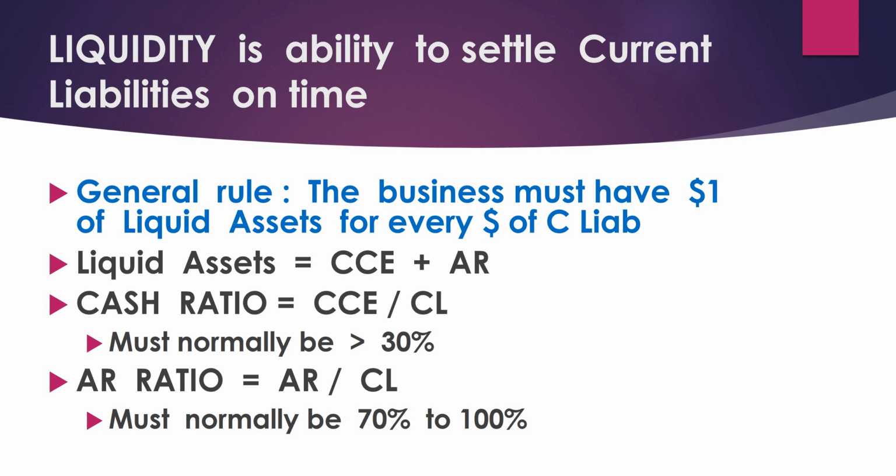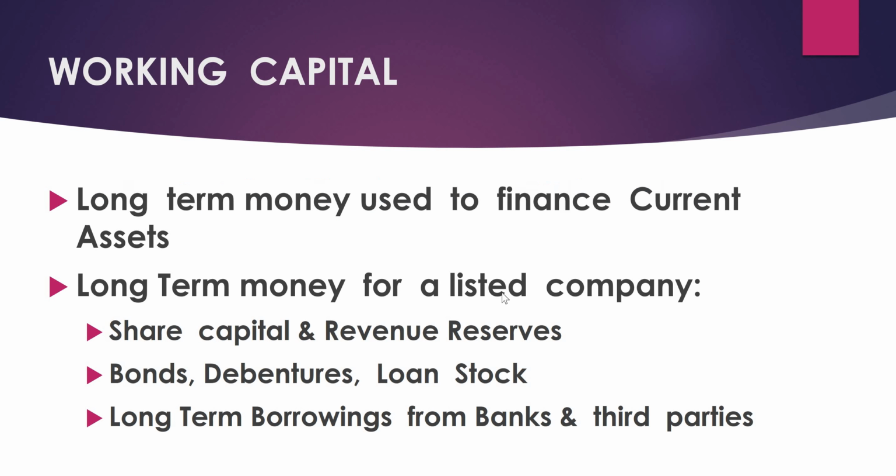Liquid assets may be defined as the cash and cash equivalents plus accounts receivable. So basically what we are saying is that a business pays its bills out of the cash that it has plus the cash that it's going to collect from its receivables, and that makes a lot of sense. So if a business has cash of about 30% and the accounts receivable is about 70% to 100% of the current liabilities, then you have comfortably a dollar for dollar matching of your liquid assets to current liabilities.